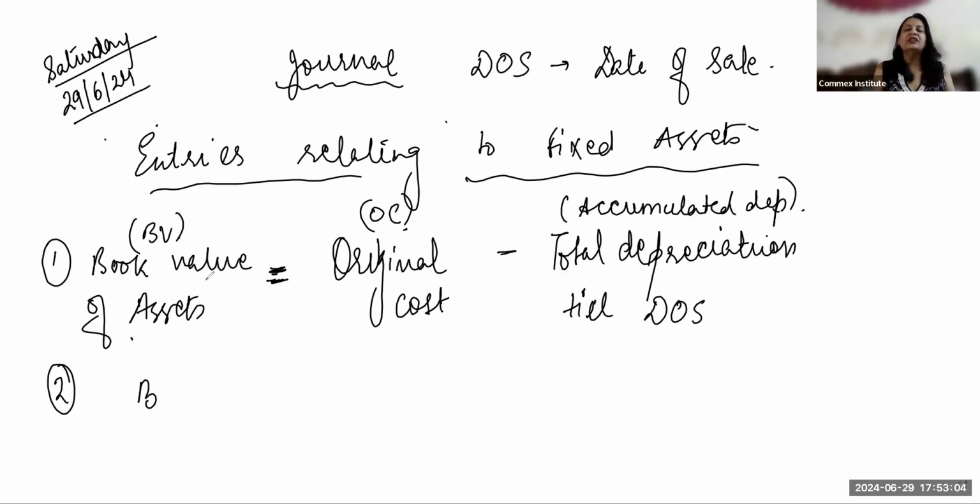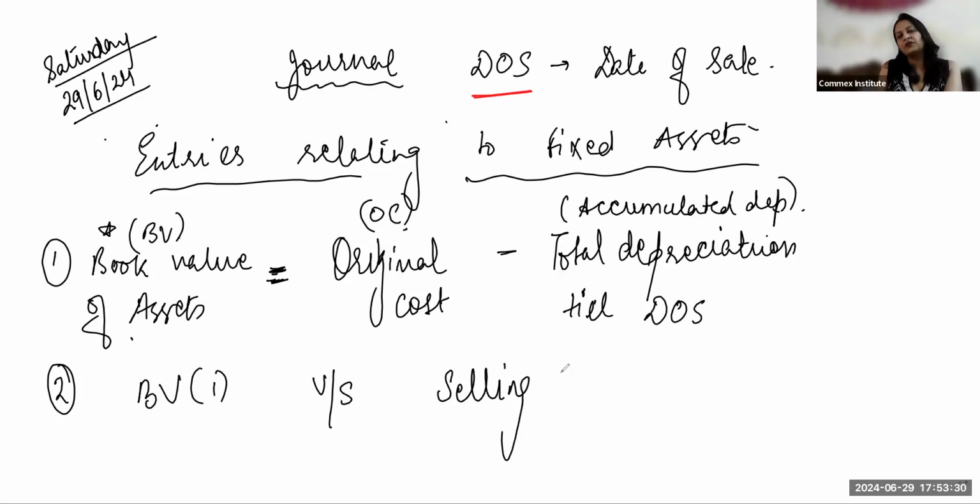Number one is book value of assets is equal to original cost of that asset which we are selling minus total depreciation till date of sale. Okay, please write what DOS stands for, date of sale. And in the second step, we have to compare the book value, which we have calculated in formula 1, with the selling price on the date of sale, obviously. And this will find us the gain or loss on sale of an asset.